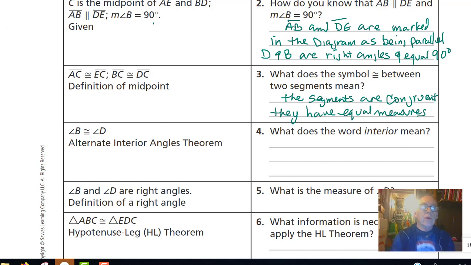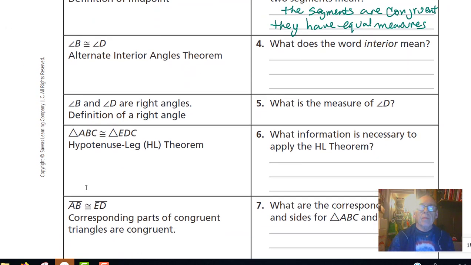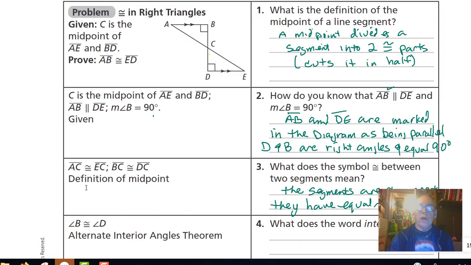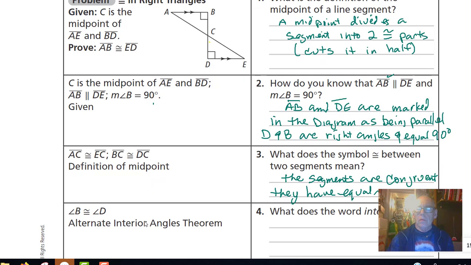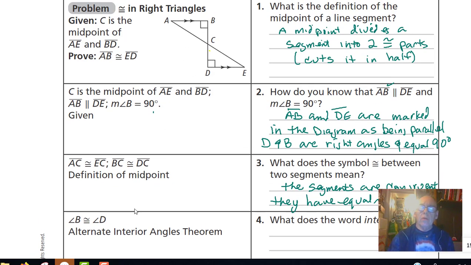Okay, let's look at number 3. They're saying that angle B is congruent to angle D. Well, they are. We don't really need that for the proof because we're told that they're right angles, but also we can see that they're alternate interior angles and they have to be congruent. If one's 90, the other has to be 90.